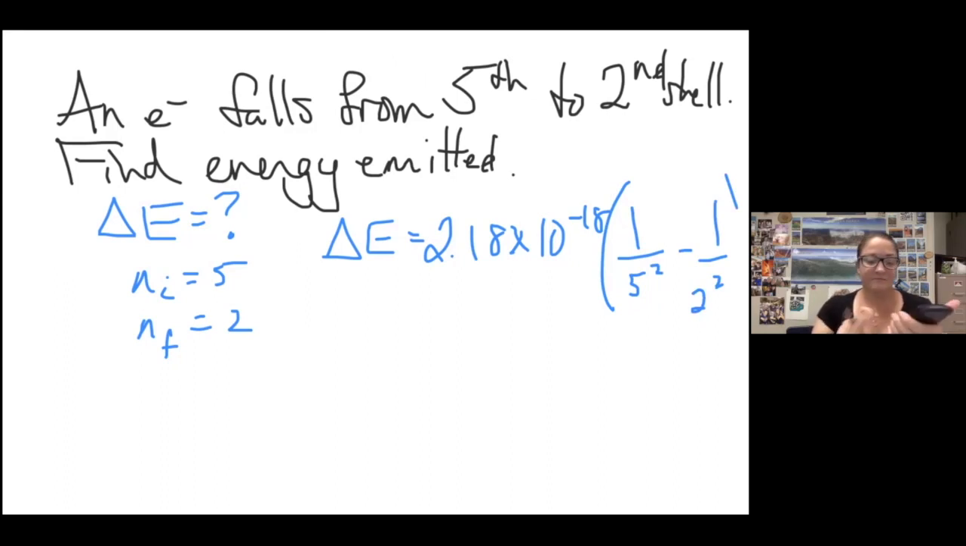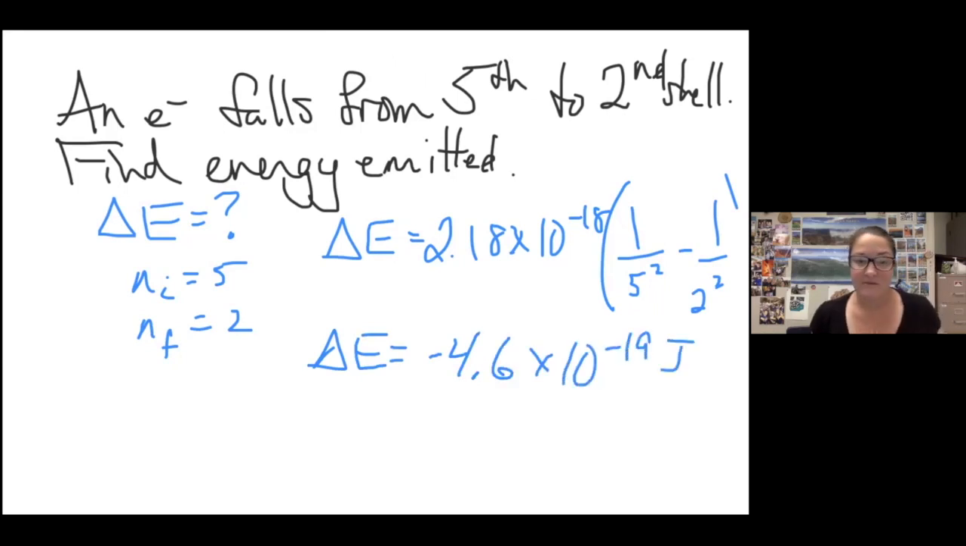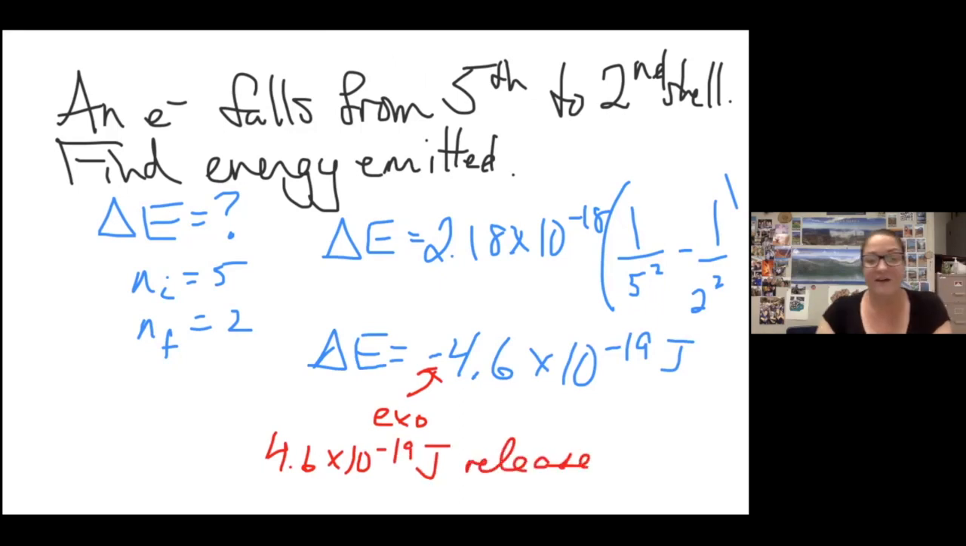In my calculator, 1 over 25 minus 1 over 4, I get that answer, and now I multiply by 2.18 times 10 to the negative 18th. And I get the change in energy to be negative 4.16 times 10 to the negative 19th joules. If you think back to thermochemistry and what negative energy means, that means exothermic. So in this process, when an electron's falling, 4.16 times 10 to the negative 19th joules of energy are released.